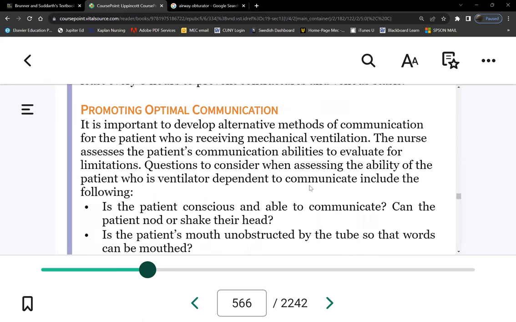Communication, don't talk like the patient is not there. It's common to do that. You're just talking with your partner, talking about stuff. Oh, did you hear? Oh, I heard about your baby daddy. Talk about that stuff in front of the patient, all right? So they hear everything. So don't act or behave like they're not there. So treat them no different from any other patient who's alert.